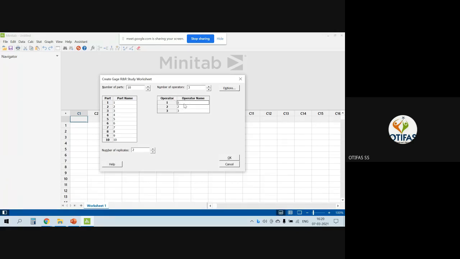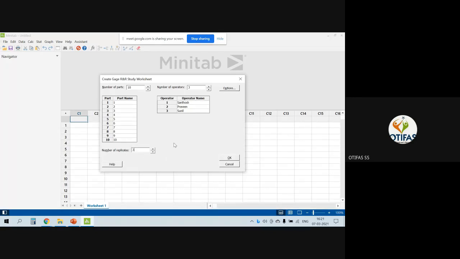You see this operator name, suppose Santosh. You are going to take 3 operators, Santosh, Praveen, Sunil. For example, you have 3 people. You will put their names like this. So 10 parts, 3 operators, and you gave the names of the operators. Now, how many replications? If you want to repeat this 2 times or 3 times, it's up to you. If you have time, you can take 3, otherwise 2. 2 is the minimum you have to do. Now suppose I did 3 times.